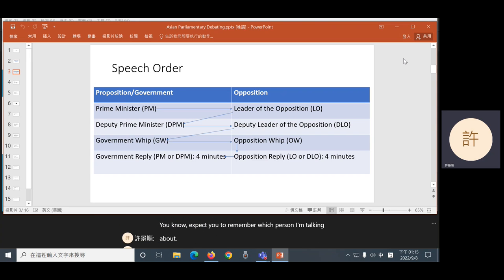So we can actually calculate how long a debate will go. Each speaker speaks for around 7 minutes, and then the last two speeches are 4 minutes. So that's 7 times 6 is 42, plus 8 is around 50 minutes. If you include the time used to walk around and switch positions, it's around 55, 56 minutes per debate.